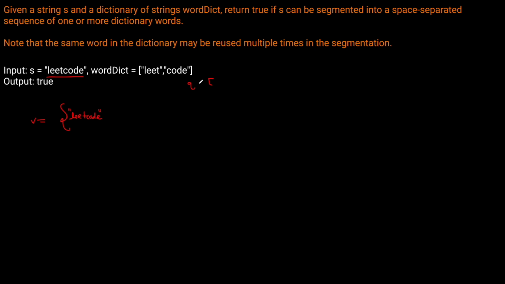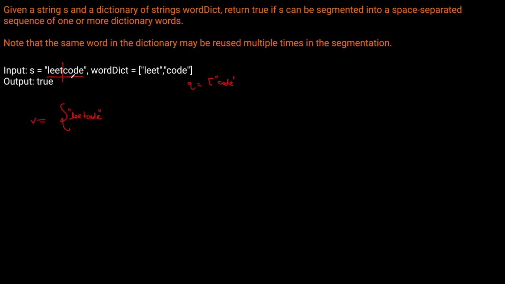So we'll say this is going to be equal to our queue. And now we're going to try every possible split. So can we split on leet? Yes, we can. So if we split on leet, that means that code will be left over. So we're going to add the word code into our queue for further processing, right? And then we try all the other words in the word dictionary.